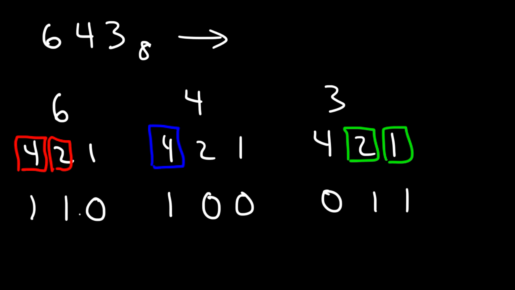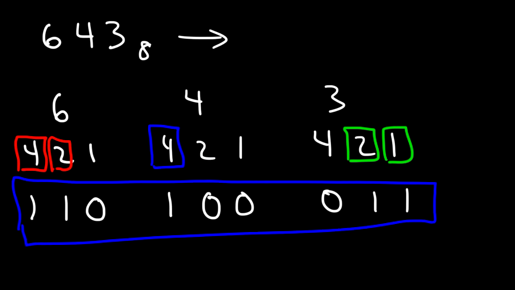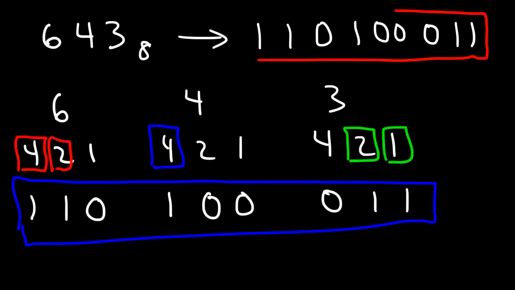And thus, we could see our answer right here. So 643 in the octal system is 110100011. And so this is the final answer. So now you know how to convert a number from the octal system to the binary system.